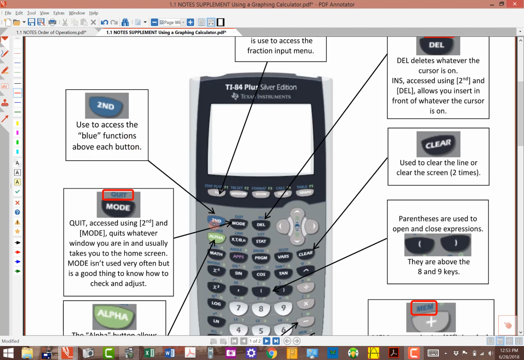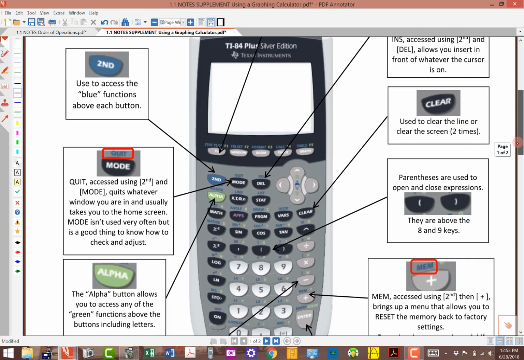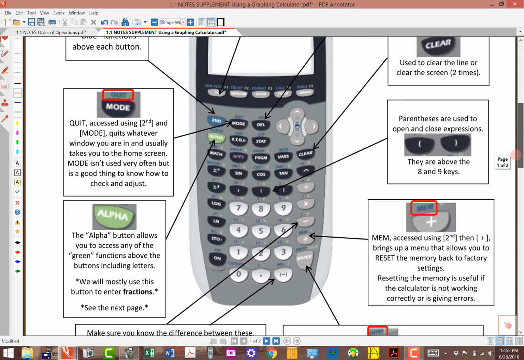So we use the second button to access those, and the first one that we ought to be aware of is the second and quit. If we hit the second button and then the mode button, it's going to access quit. That's going to allow us to quit whatever window we're in, and then it'll normally take you to your home screen. We don't use the actual mode button very often, so just kind of leave that alone. If we get to that point, then we'll cover what to do there.